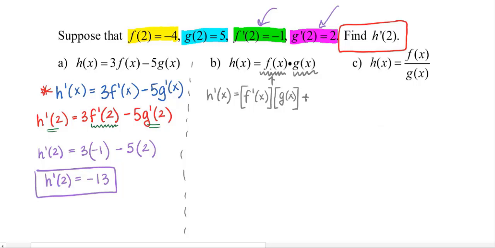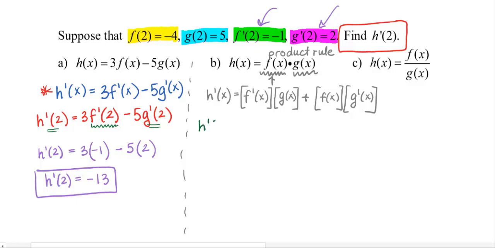Plus, now I will leave f of x alone. And now I will multiply that by the derivative of g, which is g prime of x. So again, since h is defined to be a product, I have to use the product rule. And I have f times g, so that will be f prime g plus f g prime. And again, order is not too critical here because you're adding.